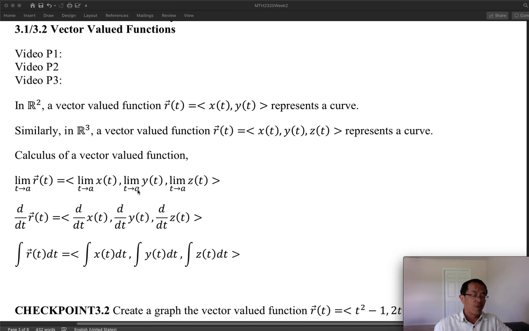Especially for the derivative, I want to remind you of the product rule and chain rule. For the integral, you need to know the fundamental theorem of calculus, integration by substitution, and integration by parts. So this is the beginning part of chapter 3, all on vector valued functions.